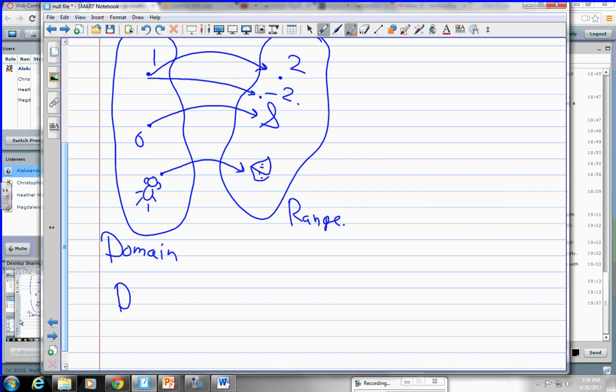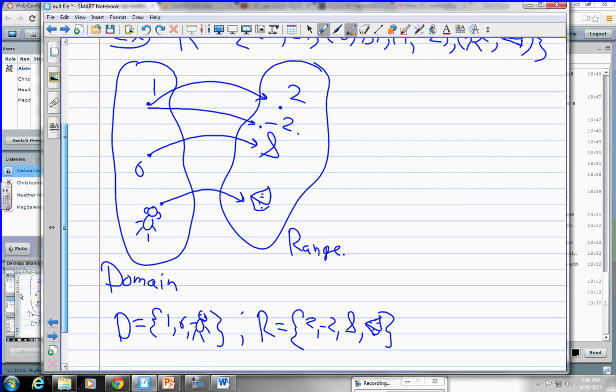So in this case, the domain would be what? 1, 6, and a monkey. That's the domain. The range is the set that has what? 2, -2, 8, and a piece of cheese. Is that okay? So that's what a relation is.